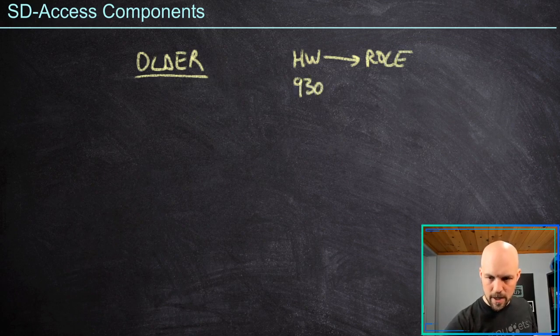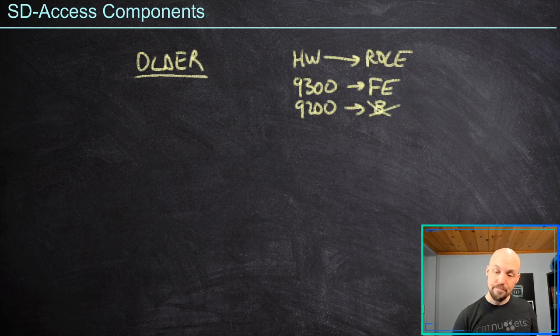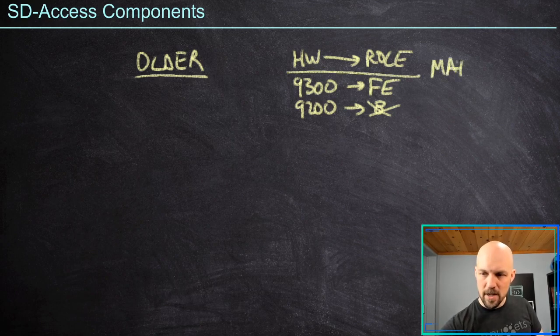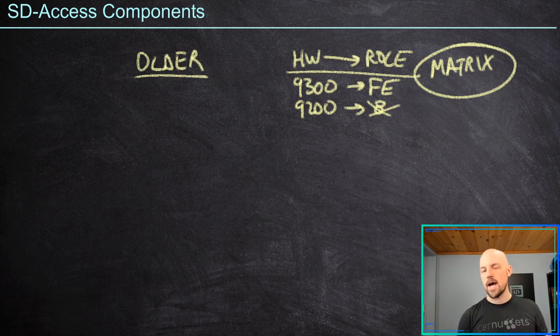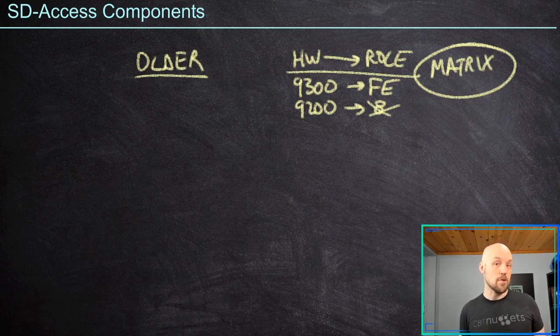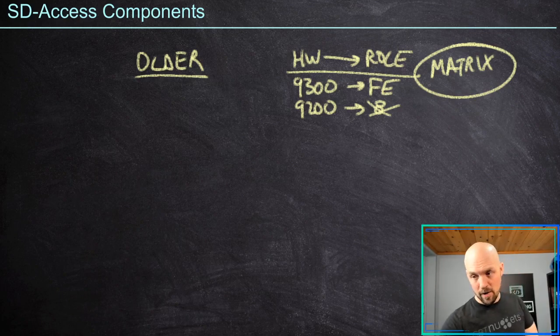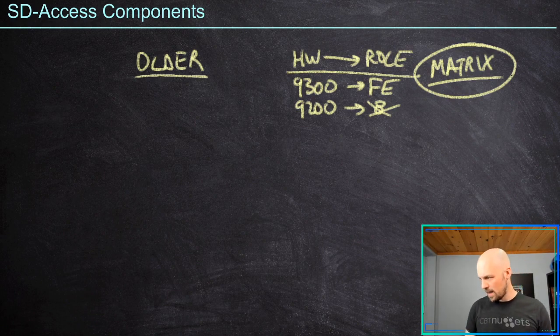If I have a 9300, I might map that to a fabric edge node. And if I have a 9200 and I want to map that to a border node, for example, that's not going to fly. Cisco doesn't support 9200s as a border node. So we're going to take a look in a moment at the compatibility matrix on Cisco's website that we always want to check before we deploy hardware in a particular role. I don't want to go out and buy a Cisco 9200 to be a border node and find out after the fact that it's not supported. So let's make sure we do our due diligence in our designs, and looking at the compatibility matrix is the best way to do that.